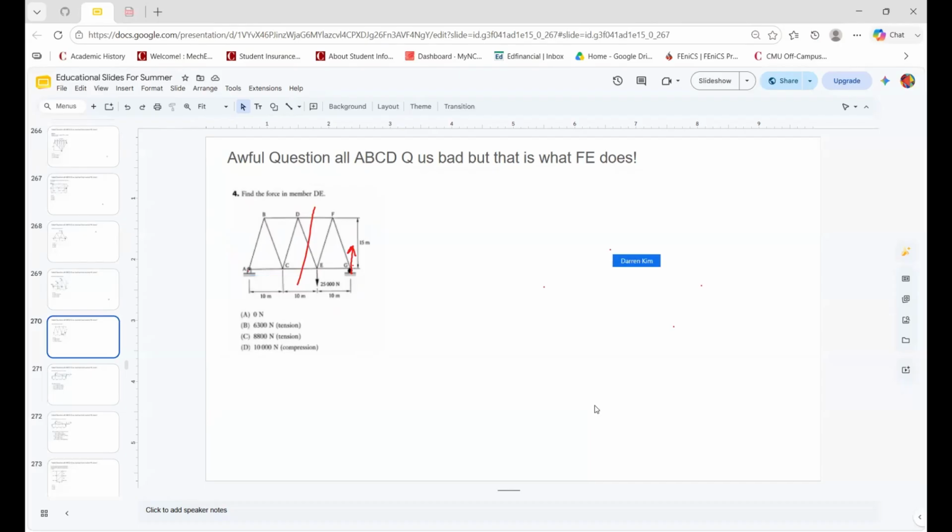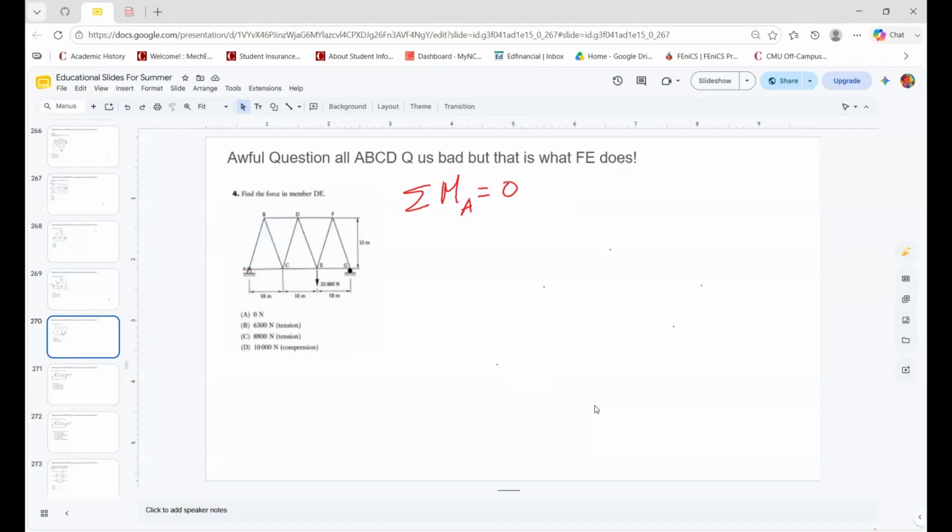And I'm looking for DE. Either way is good. I don't think there's a mistake on either side. I think the mistake I could make is just not going for it. So let's just do it. Let's just figure it out. And summation of MA equals 0.